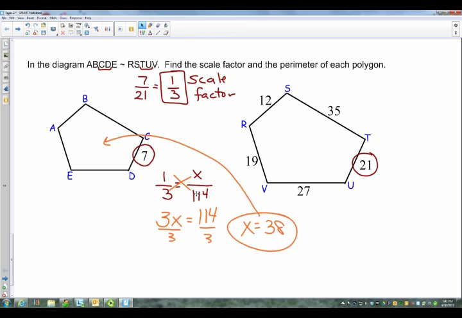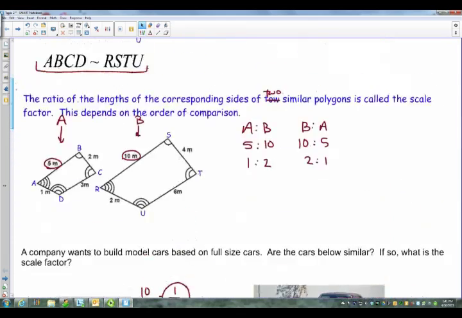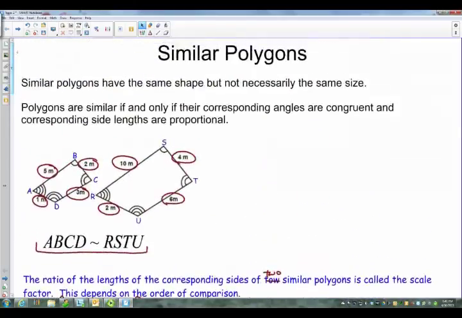So there are some examples and some theorems with similar polygons.